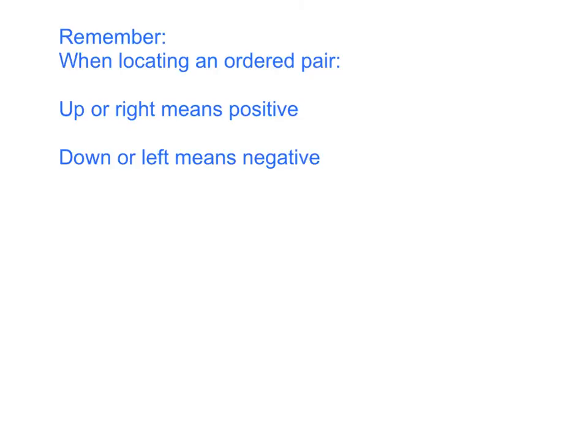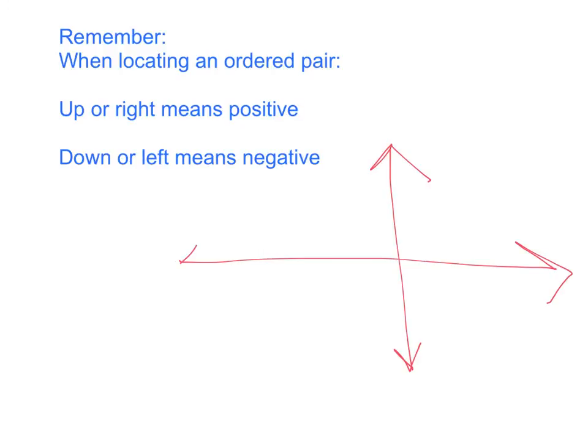So just one thing to remember is that when you're locating an ordered pair, up or right means positive. So if you are going up or right, everything in this direction is always positive. Remember that if you're going down or left, then you're looking at negatives.